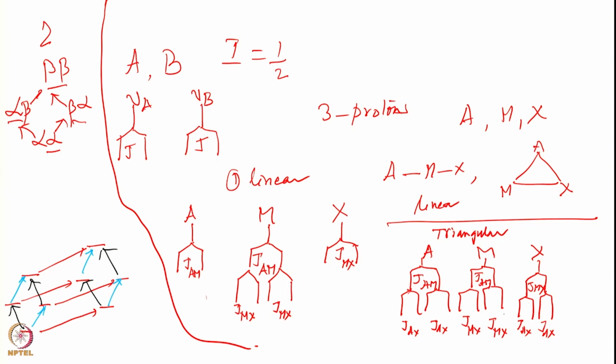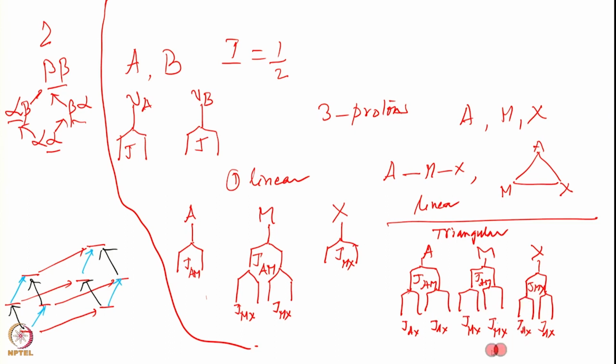So in the case of, let us say, the triangular one. If I have these coupling constants, let us say JAM is equal to JAX, what will happen? These 2 lines will merge. Similarly, if the MX coupling is equal to the AM coupling, then these 2 central lines will merge. Therefore, this will have twice the intensity compared to the outer ones.